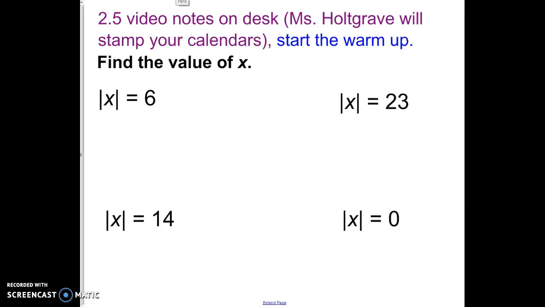Alright, when we solve for the absolute value of x, we know that the absolute value of something is always going to be positive. What I can plug in for x is both a positive 6, because we know that the absolute value of a positive 6 is 6. And we also know that the absolute value of a negative 6 is also 6. So the absolute value of x can equal both a negative 6 as well as a positive 6.